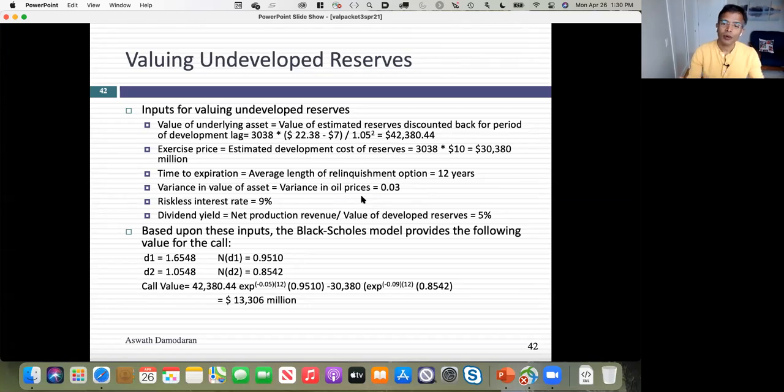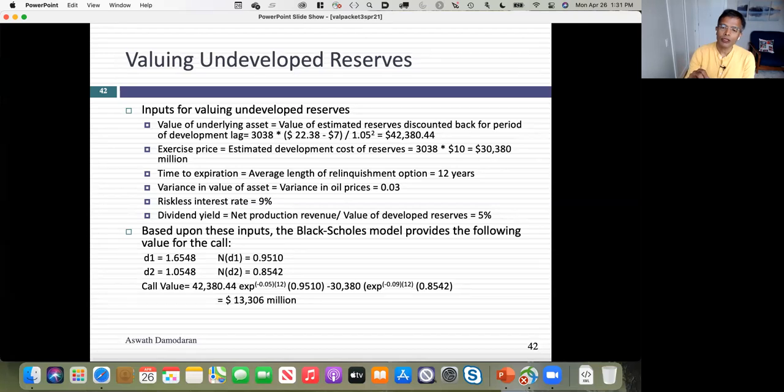So the oil prices go up and down, and I'm capturing that in the variance. The riskless rate is 9%. And each year that they delay developing the reserve, they give up that 5% cash flow they could have got. That becomes like a dividend yield. D1, D2, N of D1, N of D2. Remember when I described N of D1 and N of D2, I said it's a number between 0 and 1 you're going to get. It looks like a probability. It actually goes beyond looking like a probability.